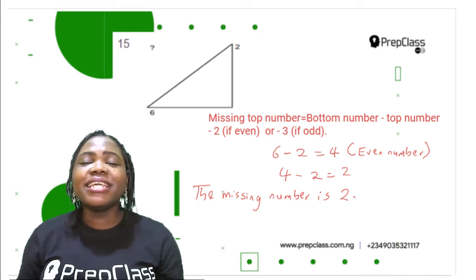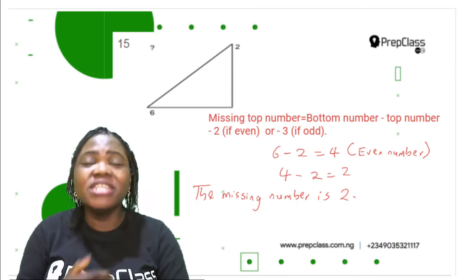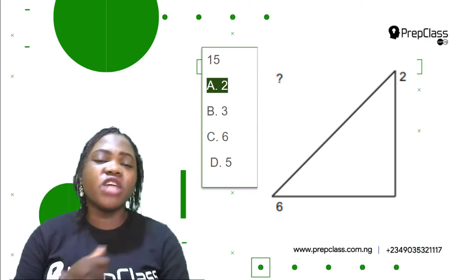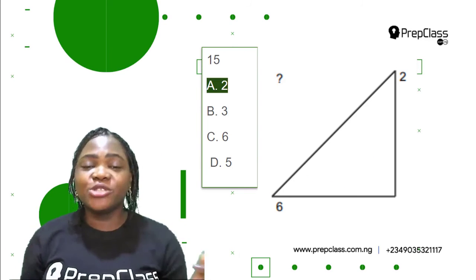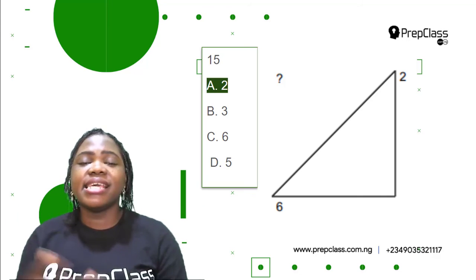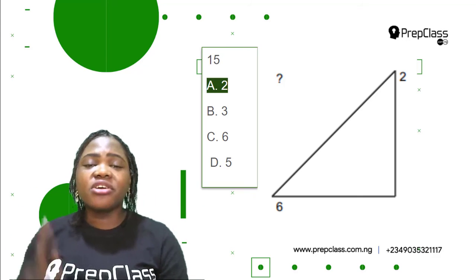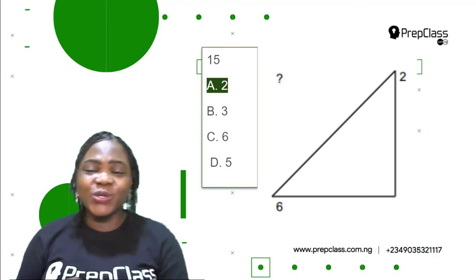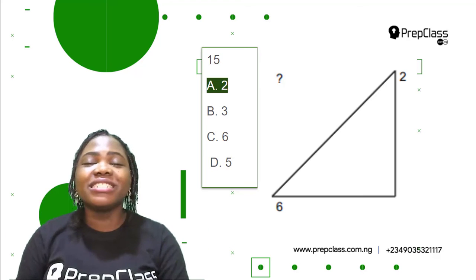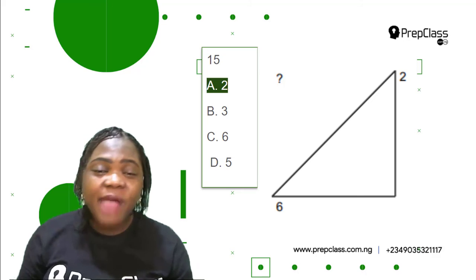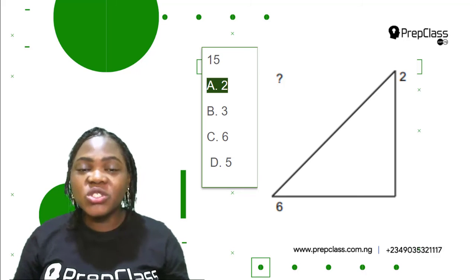Wow. So you can see that quantitative reasoning questions are actually very easy. So which of the options is correct? A is 2, B is 3, C is 6, D is 5. The correct option is A, 2. So you can see that quantitative reasoning questions are very interesting and fun to do.